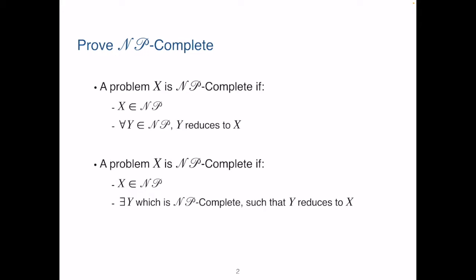In order to prove a new problem to be NP-complete, it is easy to first show that this problem is in NP. For the second condition, instead of proving any problem Y reduces to X, we only need to show that there is at least one known NP-complete problem Y that reduces to X. In other words, we use a known NP-complete problem to stand in for all the other problems in NP.